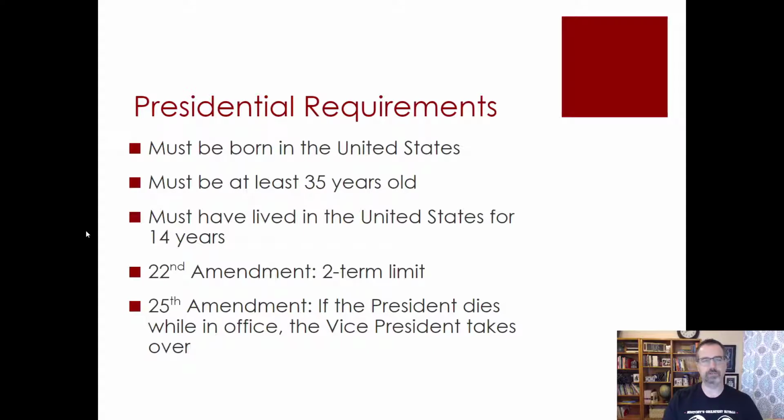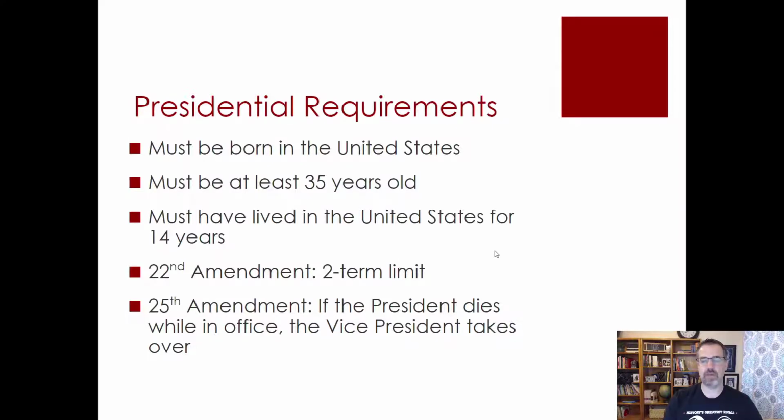First off, to run for President, there are a few requirements you must meet according to the U.S. Constitution. First, you must be born in the United States, a natural-born citizen. You must be at least 35 years of age. You must have lived in the United States for 14 years. And then there are some additions to the Constitution later on.